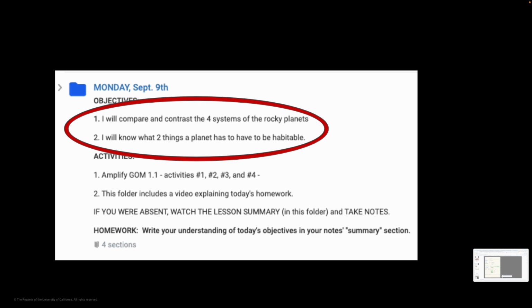So when I'm asking you to demonstrate your understanding of those, I'm just asking you, first of all, for number one, tell me which one of those rocky planets is most like Earth. Okay? And number two, what are the two things that a planet has to have to be habitable?